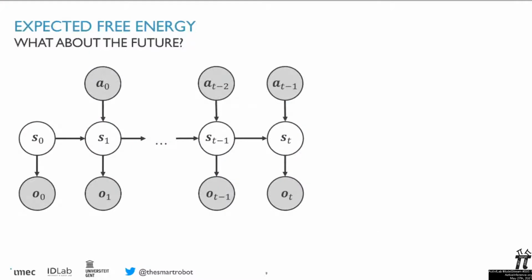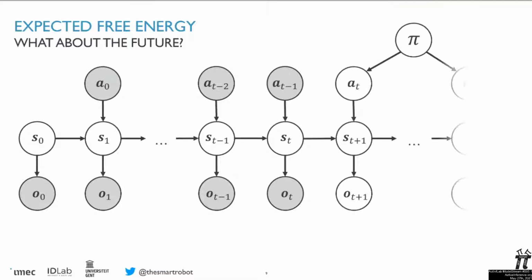But what about the future? In the past, you knew which actions you were doing, and you saw the observations that came in. So you could infer which states would have given rise to the observations. That is the free energy of the past.